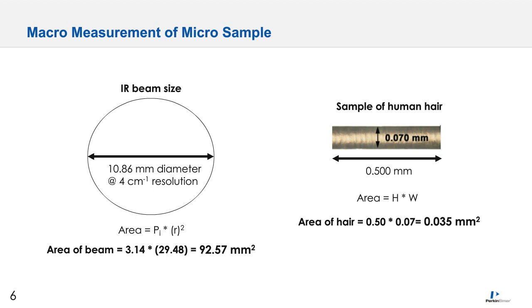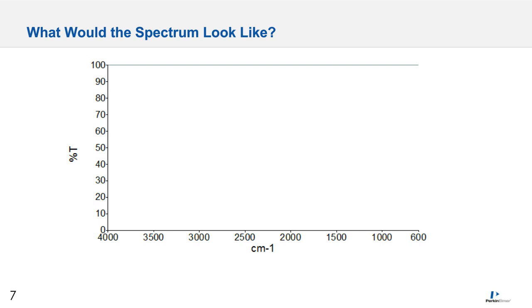This means if we were to try to put that human hair sample in that infrared beam, that human hair would only interact with 0.038% of the infrared beam. So I've done a sort of mock-up as to what that would look like, taking a spectrum of a human hair and scaling it to account for the small area that it would occupy in the infrared beam.